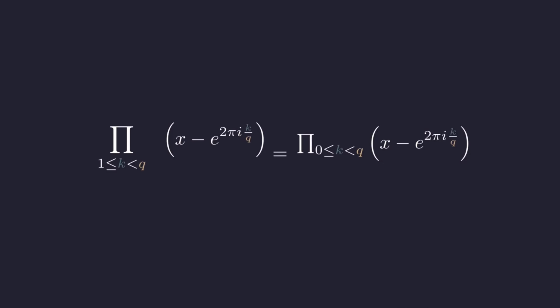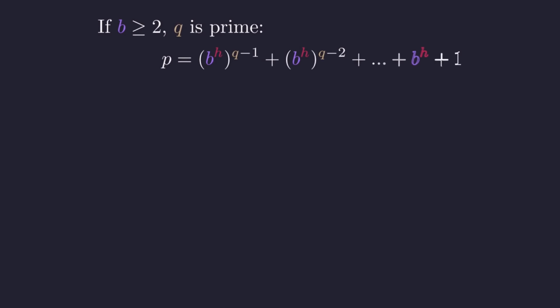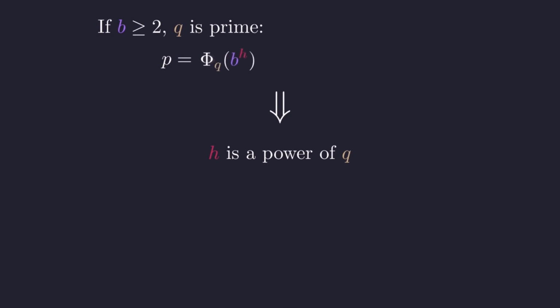We can use our newfound identity to rewrite our central claim once more. What we now want to prove is that if b is at least 2, q is prime, and there's a prime of the form phi sub q of b to the h, then h must be a power of q.